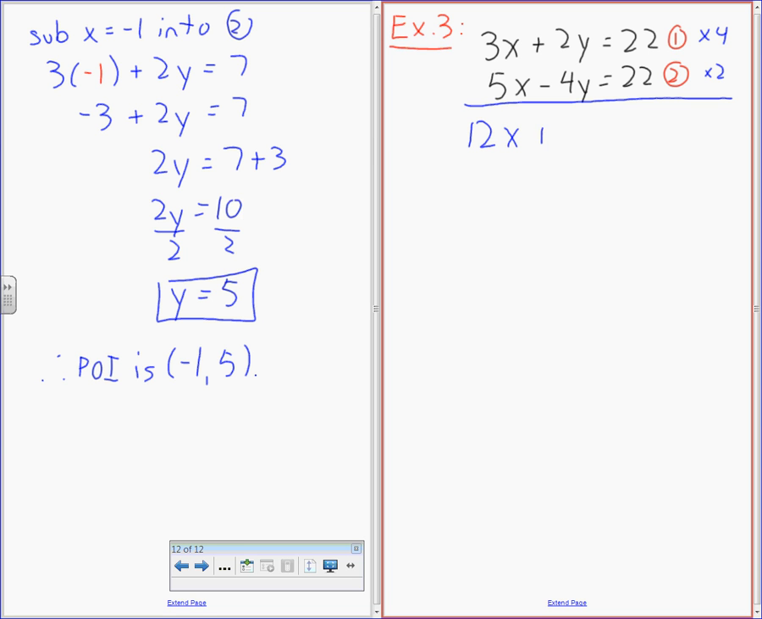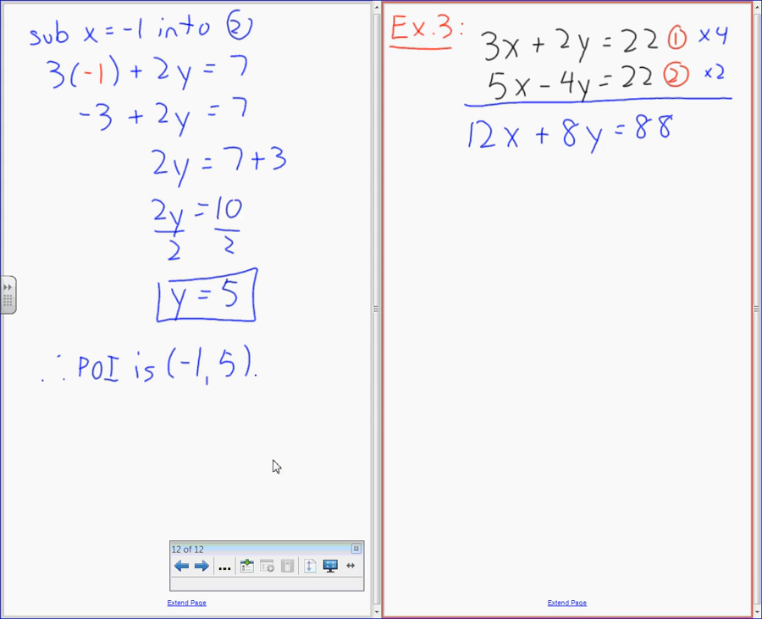12x plus 8y equals 88. Now, this is what, when I was walking around, 2 or 3 people didn't have written down. You have to multiply each term by 4, the entire row. The reason for that is because these have to be equivalent. If I were to divide this by 4, you get the same number, right? So you can do the whole thing.